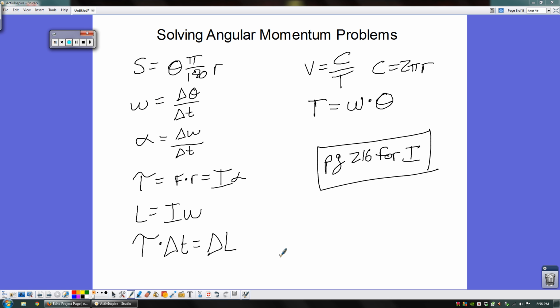Ask and you shall receive. You guys said that you were a little confused on angular momentum. So, let's go through some of the homework problems.